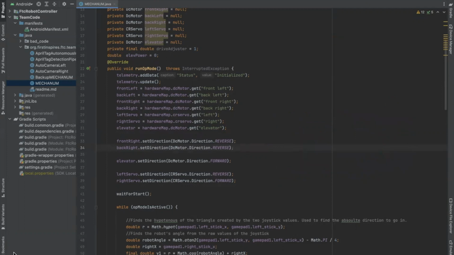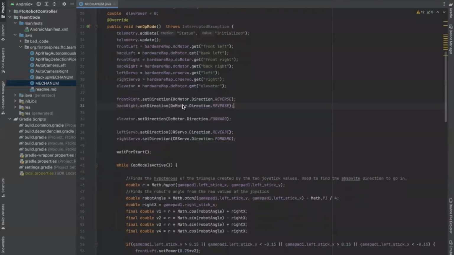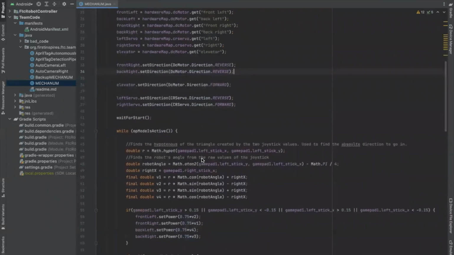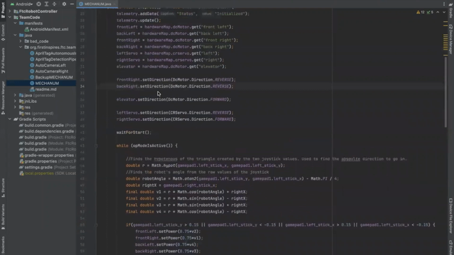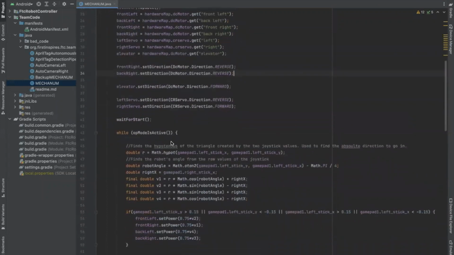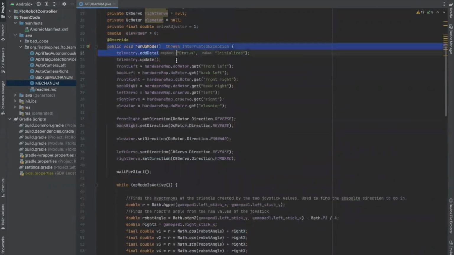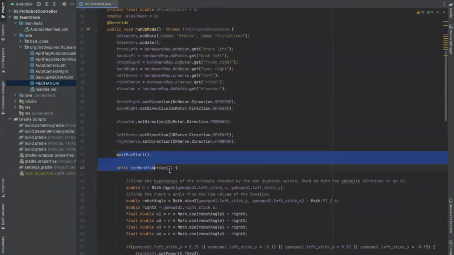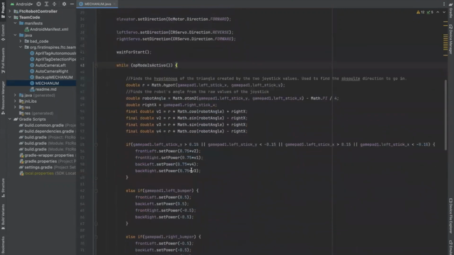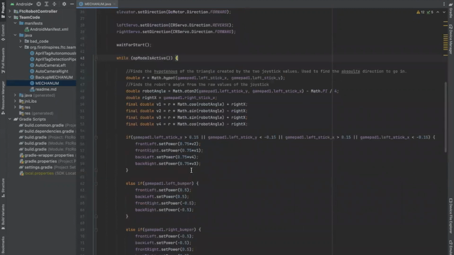We also have some other stuff for elevator and servos that are unrelated to this. And now, just as in any other code, this was all post initialization. This is going to be stuff that happens after we hit the start button. Now we're going to run the actual part of the code that makes Mecanum. So the first thing we're going to do is calculate the hypotenuse of left stick X and left stick Y.